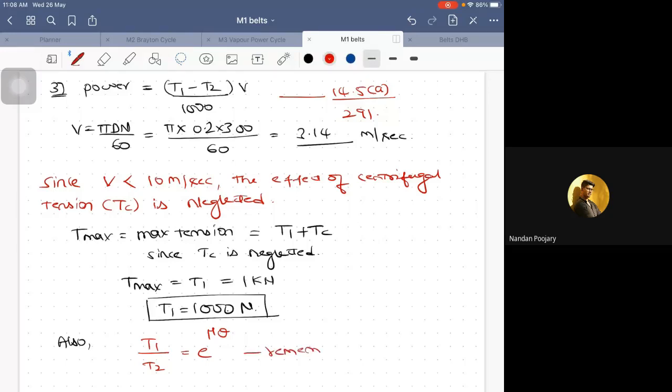This particular equation is known as the ratio of belt tensions. This is a popular equation, guys. Even you have learned this particular equation in your EME class also. Hope I am right. Remember, this was there in EME also. How many of you remember this equation that this was there in EME? Raise your hands.